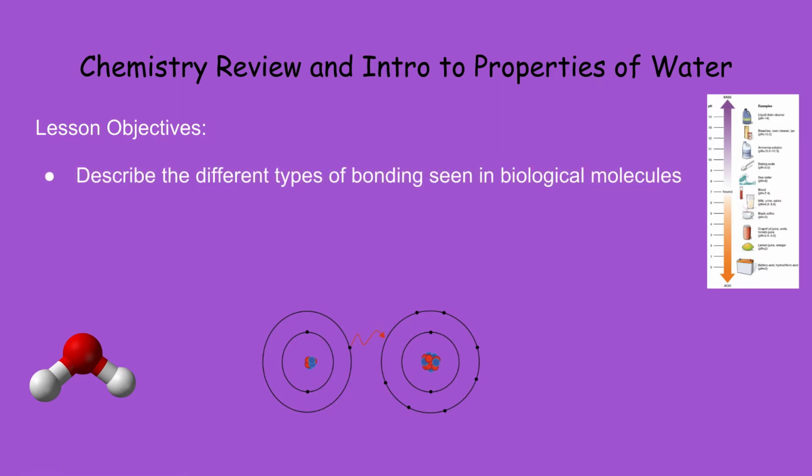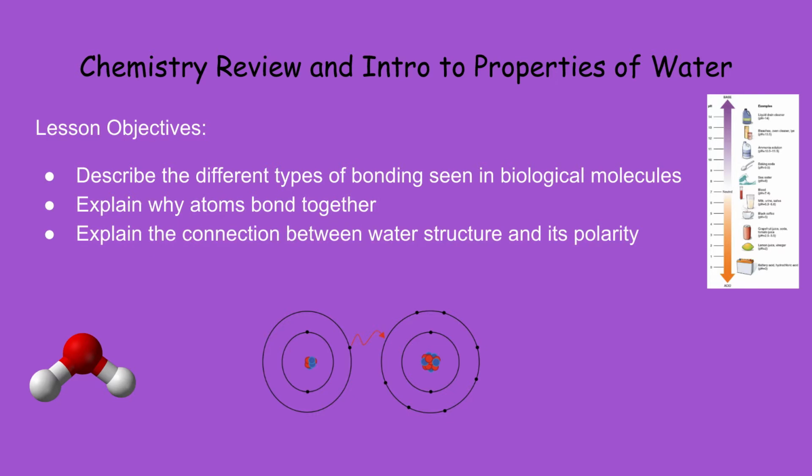The first objective we're going to be talking about is the differences between ionic and covalent bonds and how those influence biological molecules. We're going to talk a little bit about why atoms bond together. Then we're going to talk about water's structure and why it's a polar molecule. And then we're going to finish up with a brief overview of pH and how to determine the pH of a solution.